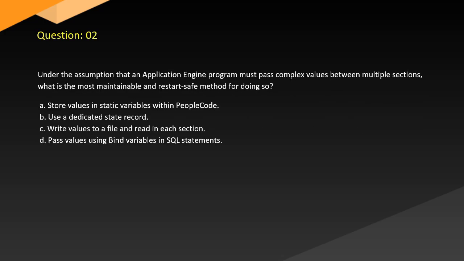Question 2. Under the assumption that an Application Engine program must pass complex values between multiple sections, what is the most maintainable and restart-safe method for doing so? A. Store values in static variables within PeopleCode. B. Use a dedicated state record. C. Write values to a file and read in each section. D. Pass values using bind variables in SQL statements.